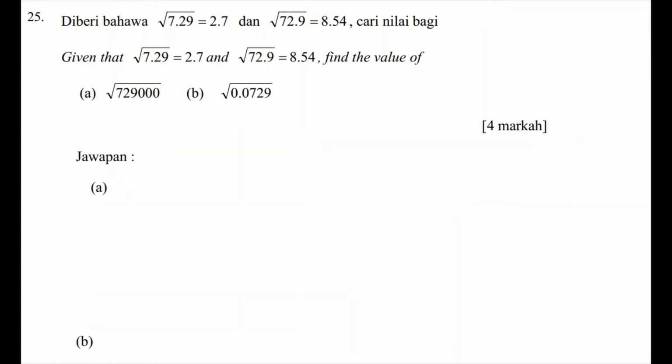Question 25. Given that the square root of 7.29 is equal to 2.7 and the square root of 72.9 is equal to 8.54. You need to use the information given to you in this question. So you need to find the value of the square root of 729,000 and the square root of 0.0729.